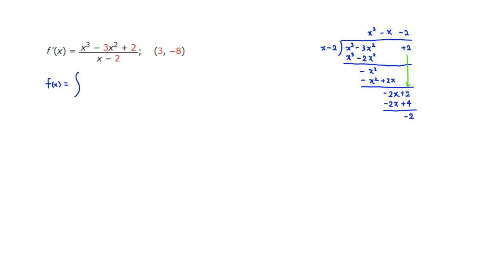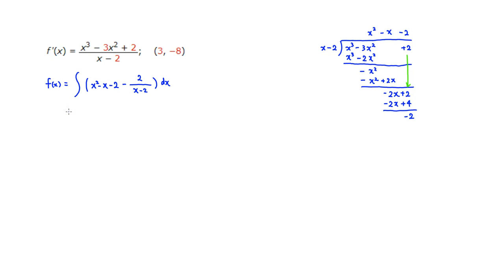So we know that this is going to be equal to the quotient, which is x squared minus x minus 2. Then you have a negative 2, so it's a minus 2 over, that's the remainder, and the divisor is x minus 2, with respect to x. So we just rewrote the integrand using long division.